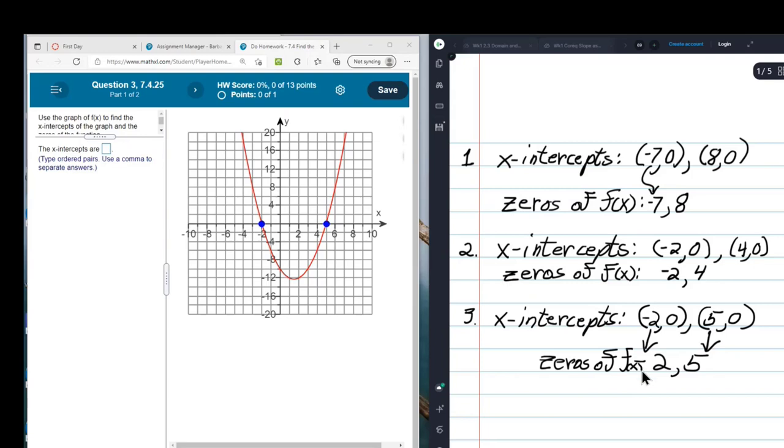Oops, ran out of room. So, let's see what I can do about that. I'll just move my negative over, right here, and move my arrow. Okay. So that's the relationship between x-intercepts and zeros.